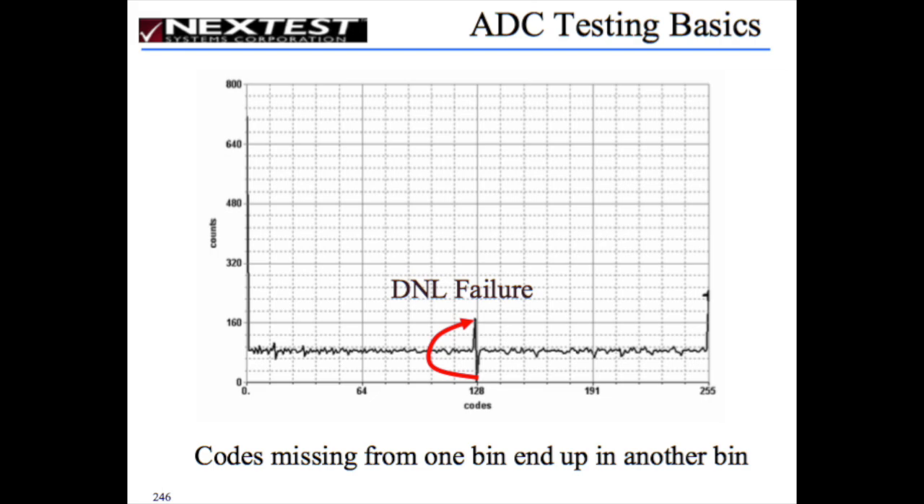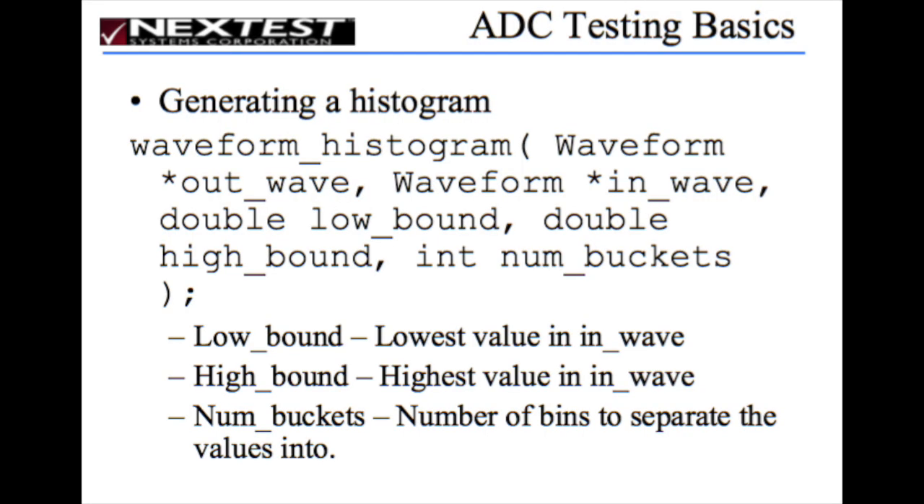And here is a DNL failure, okay, and this is right in the middle of the ADC's range. And so here we got 128. We didn't get any codes at 128, but we got the extra codes that belonged in 128 in bin 127. So there's a bad bit there. So we have a DNL failure. We see that with ADCs differently than we see them with DACs. Okay, let's talk about generating histogram.